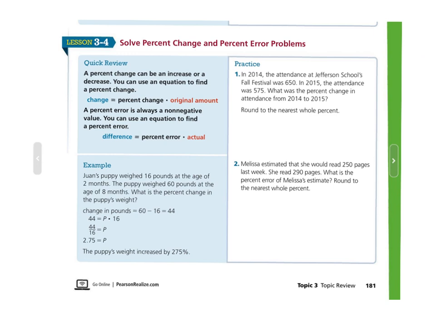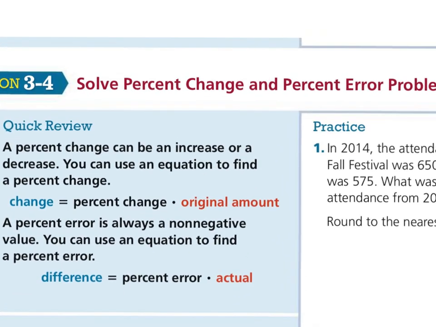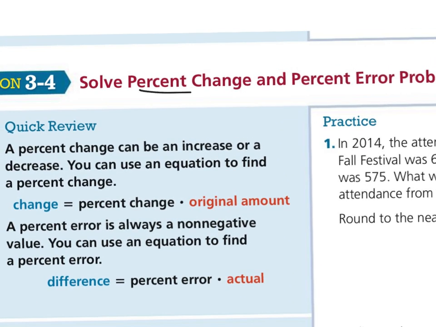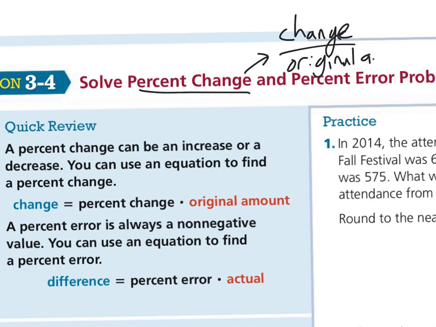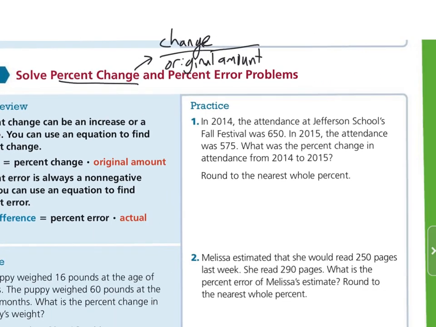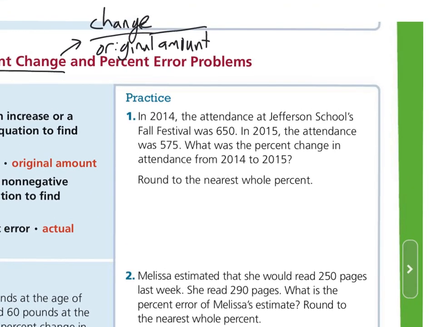Lesson 3.4 was on percent change and percent error problems. Percent change we talked about. For percent change, we took the change over the original amount. Again, the book did these a little different. You can kind of see off to the side. So if you look at number one, in 2014, the attendance at Jefferson School's Fall Festival was 650.